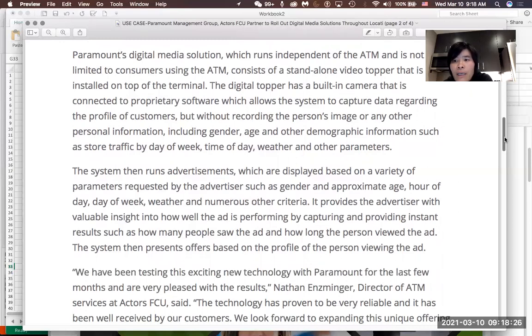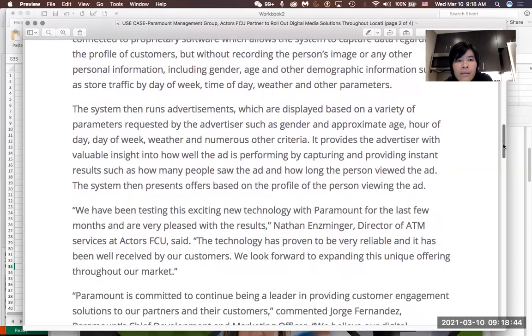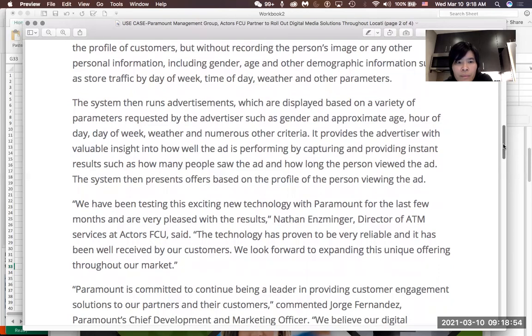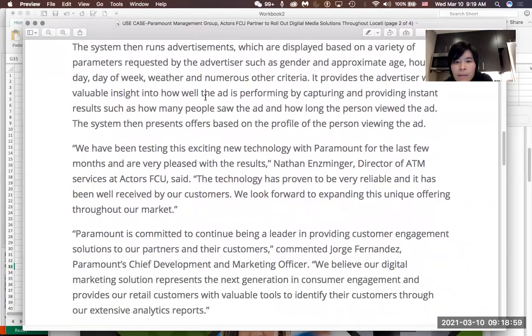They aggregate it, and then they use that as a marketing tool, right? So they can sell that analytical data to some company. But of course, this is at aggregation level, so no privacy will be violated. The system can run advertisements and then display on the screen we already talked about. And then it will also show the app. So this is one way of doing it.